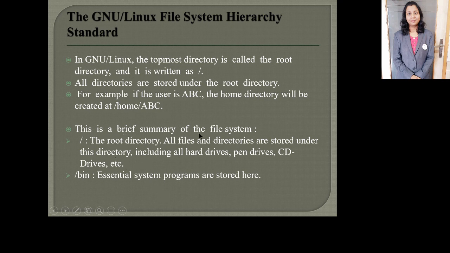This is a brief summary of the file system. Slash is the root directory. All the files and directories are stored under this directory, including all the hard drives, pen drives, CD drives, etc. All the drives are also saved under the root directory. Next is slash bin. Essential system programs are stored here, saved under the slash bin directory.